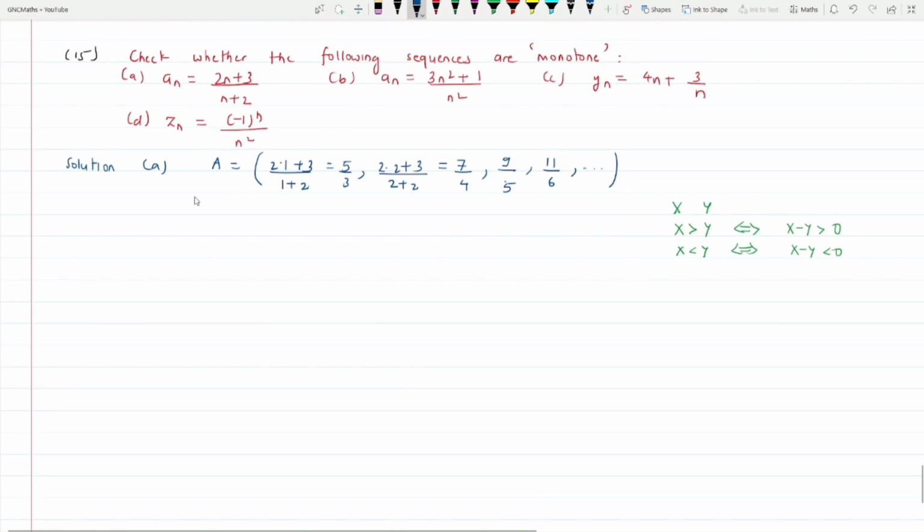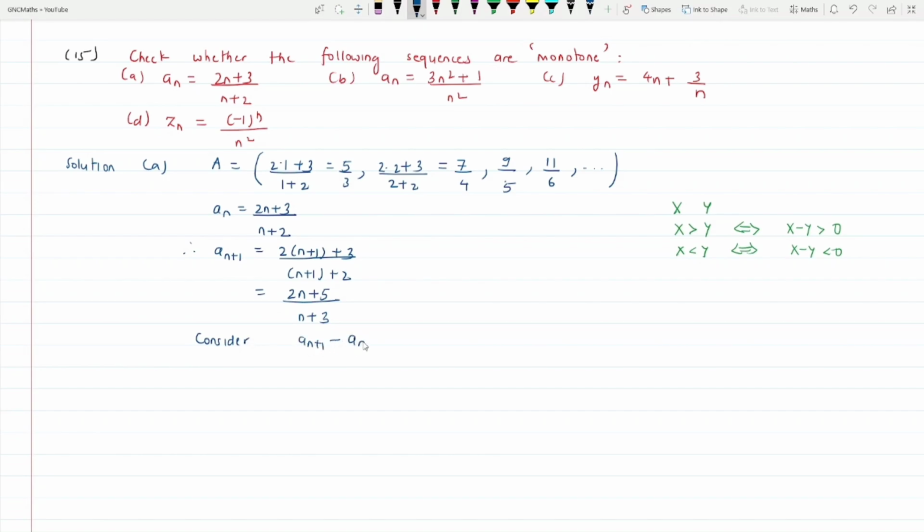So in the first sequence, we have an as 2n plus 3 upon n plus 2. So we will also find out the successive term, which will be an plus 1. So an plus 1 is going to be 2 times n plus 1 plus 3 over n plus 1 plus 2, and that is going to be 2n plus 5 upon n plus 3. Now let us consider the difference between an plus 1 and an.